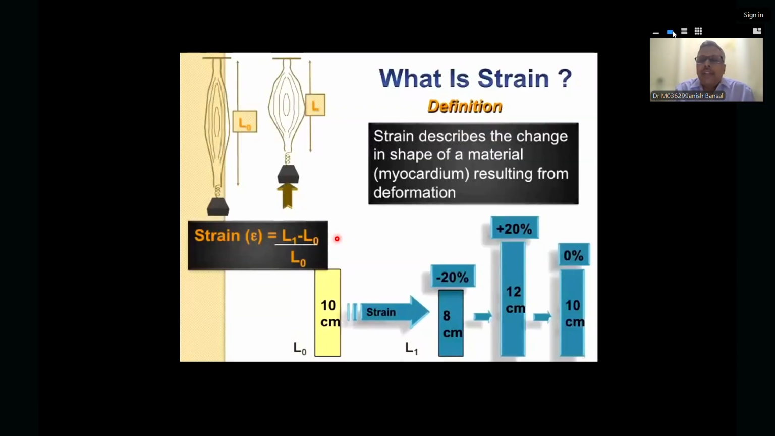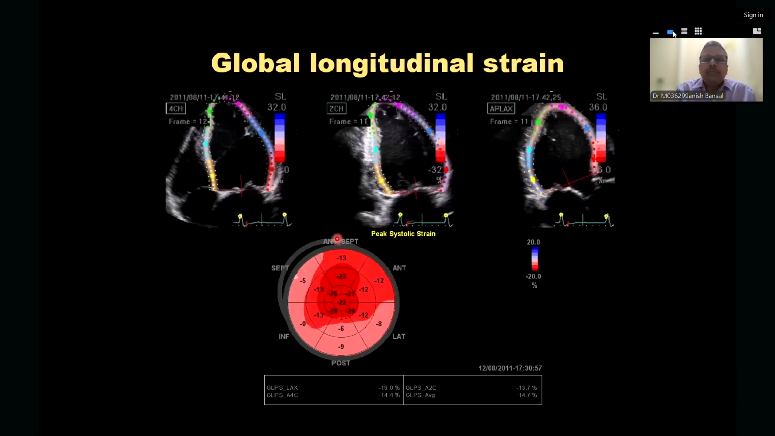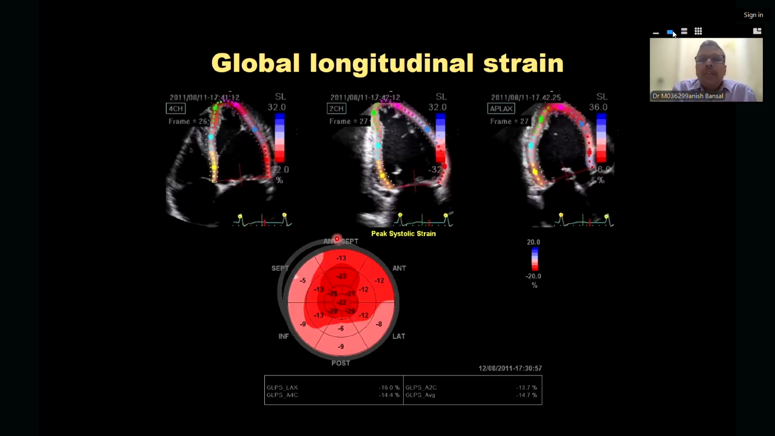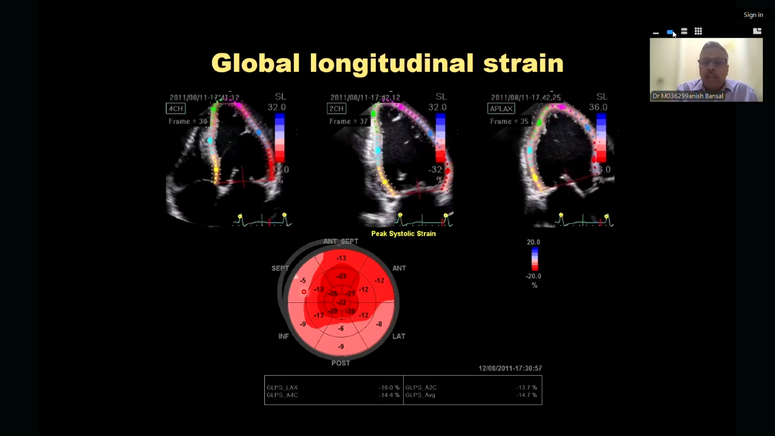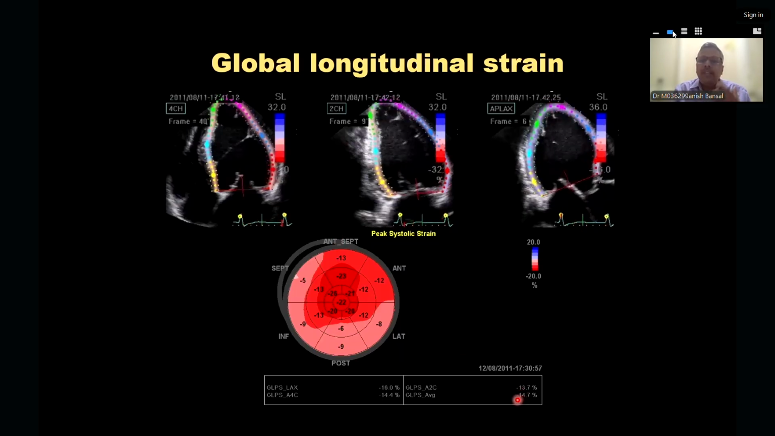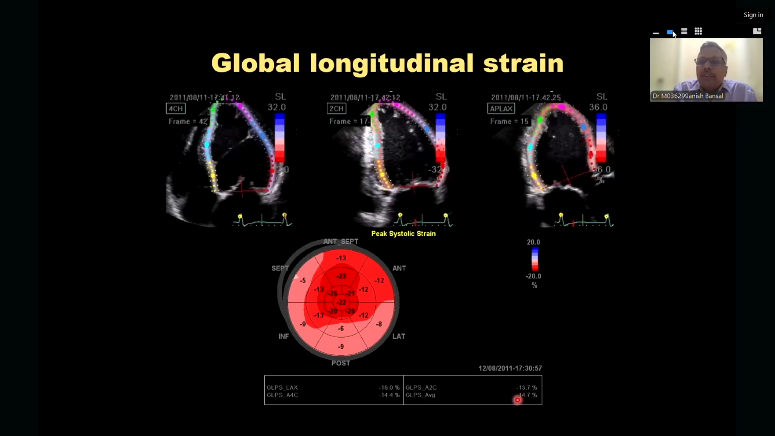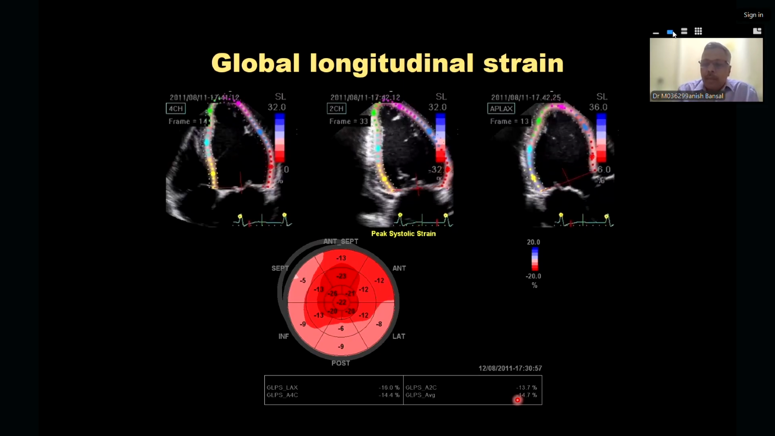So what is strain? Strain is nothing but the percentage change in the length of the myocardium. So if the myocardium shortens by 20%, we say that strain is minus 20%. If it is increasing by 20%, we say that it is plus 20%. For GLS estimation, we just need 3 grayscale images, conventional 4 chamber, 2 chamber, and 3 chamber. That is it. With these conventional images, we can quickly do GLS estimation and get a value like this, minus 15% here, which tells us about the overall LV long axis contraction. Now a value around minus 18 to 20% is considered normal; less negative than that is abnormal.